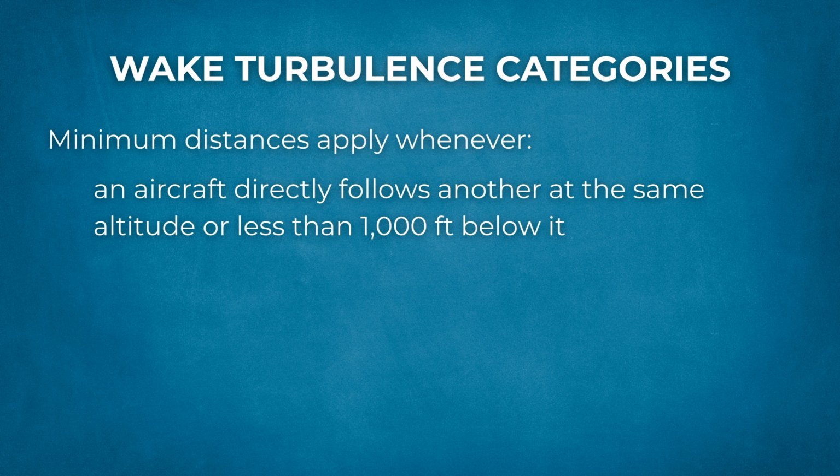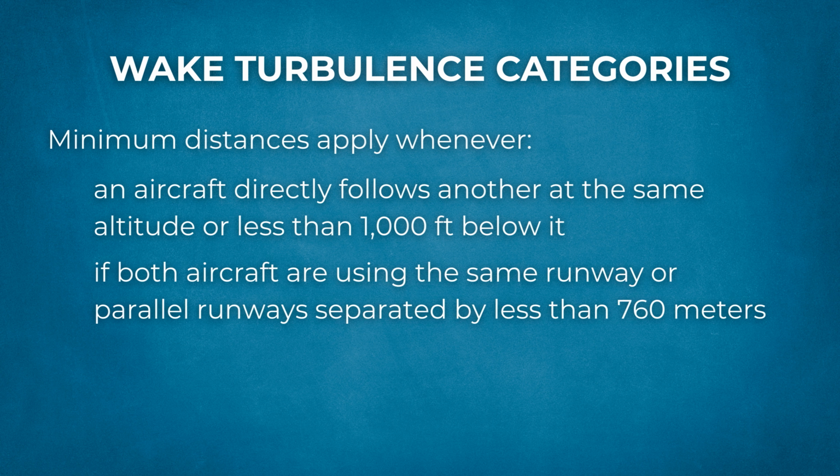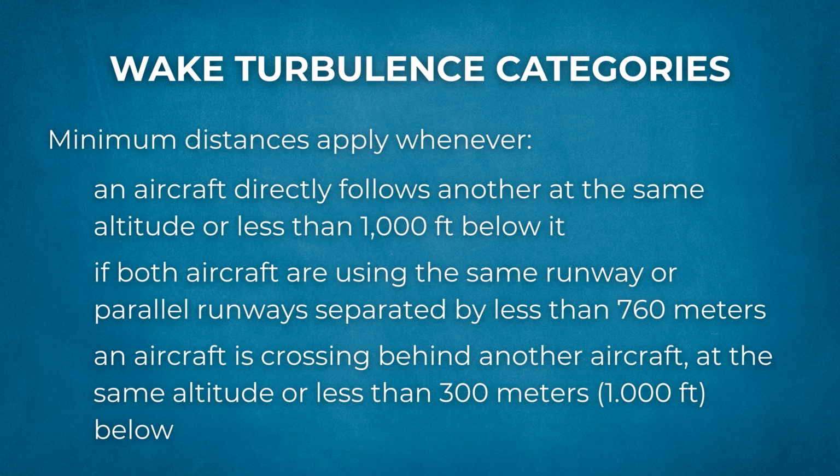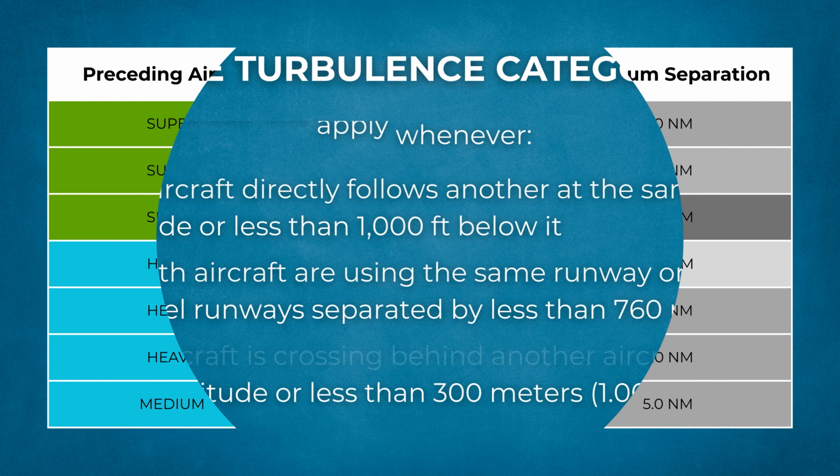Minimum distances apply whenever an aircraft directly follows another at the same altitude or less than 1,000 feet below it, or if both aircraft are using the same runway or parallel runways separated by less than 760 meters, or an aircraft is crossing behind another aircraft at the same altitude or less than 300 meters, 1,000 feet, below. You can see the separation minimas in the table.